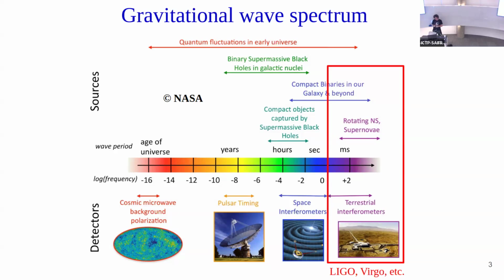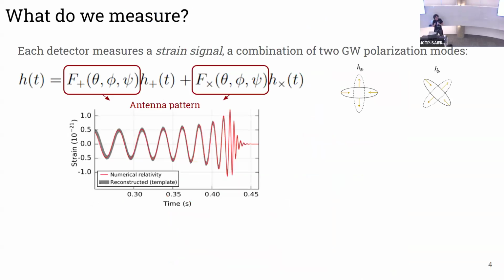So this is what we observe, and what we exactly measure is something that we call the strain signal, which is basically a mixture of both polarization modes, which we call h plus and h cross. So this is a simulation of what a gravitational wave detector will detect. This is the strain, and this is the phase of spiraling, and then the binary objects merge, and then you have this final phase, which is called the ringdown.